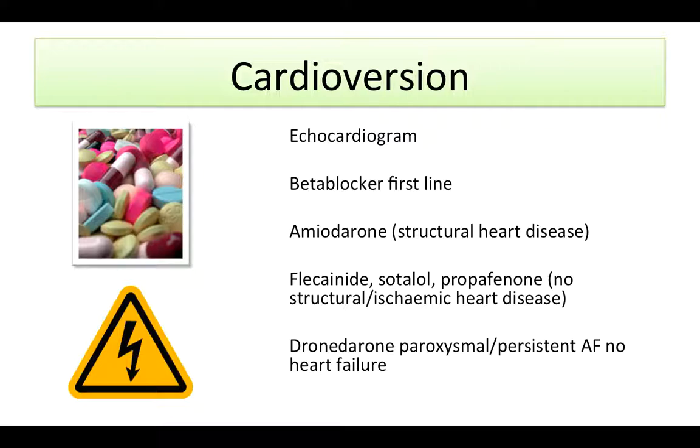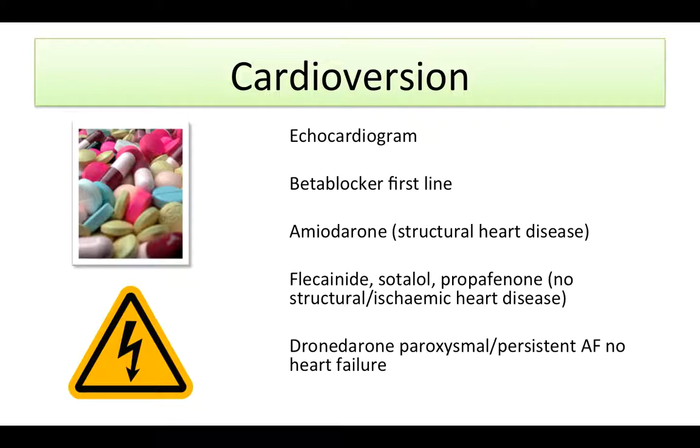Also, it's important to look at the left atrial diameter, just because the larger the left atrial diameter, the lower the chances of successful cardioversion. You can warn your patients about that. To increase the chances of success, pharmacological agents should be used, and beta blockers are recommended as first line. So I'd start the patient on a beta blocker, tee them up for a cardioversion.